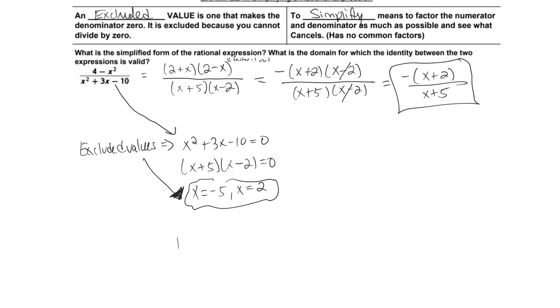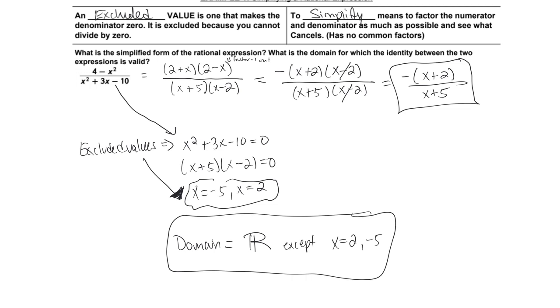So our domain is all real numbers, which you'll see is this R with a dash to it, except x equals 2 and -5. Or you could just say all real numbers, x does not equal 2 and -5. So that's your domain, and that's because you found those excluded values.